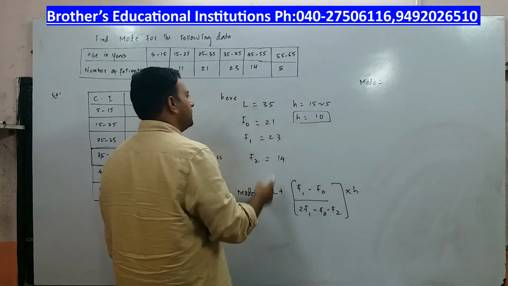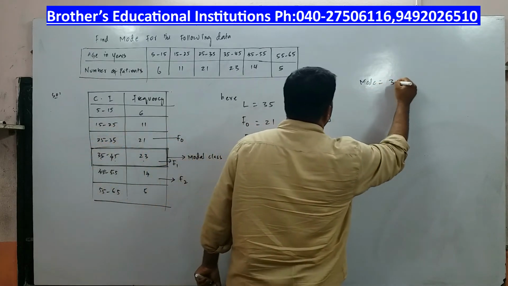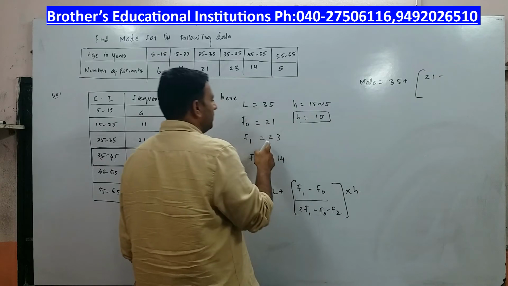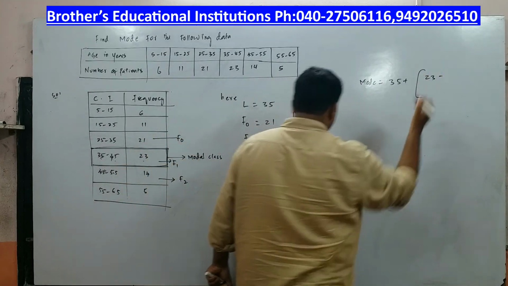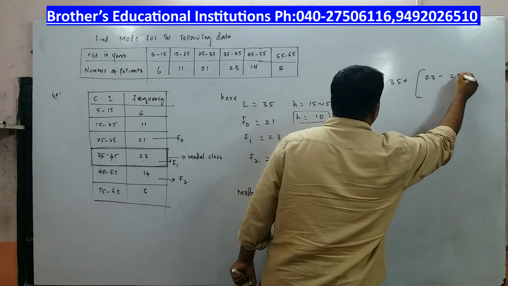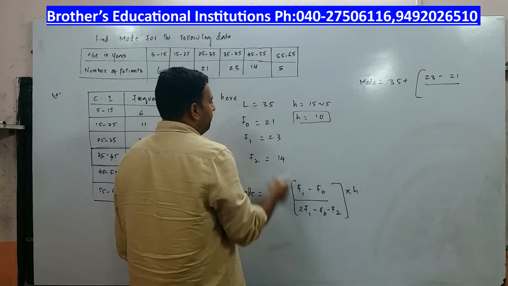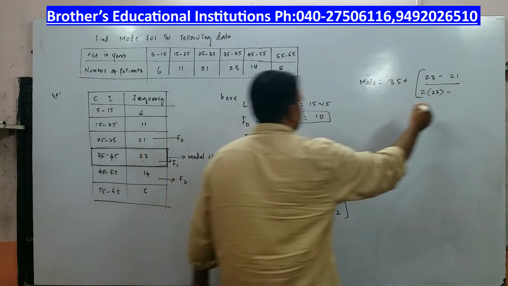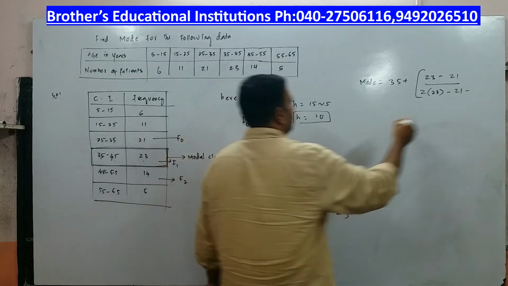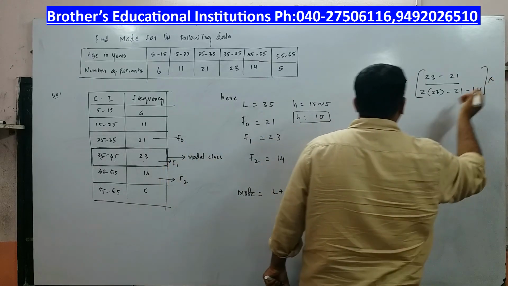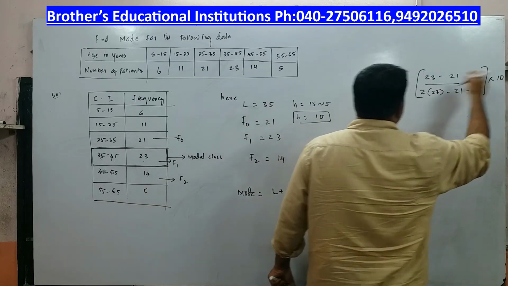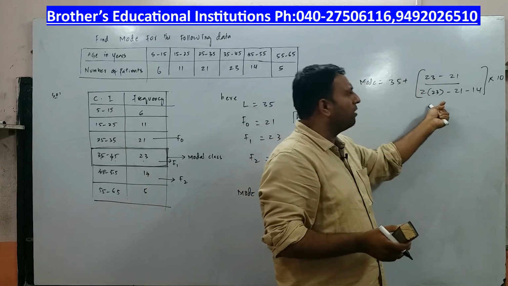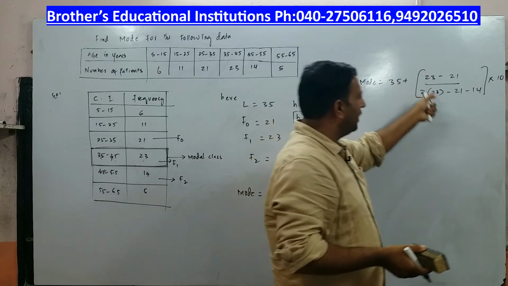So mode is equal to L plus. Now what is the value of L? L is 35 plus. What is the F1 value? F1 value is 23 minus what is the F0 value? F0 value is 21. You need to be careful while entering the values. By 2F1. 2F1 means 2 into 23 minus F0, that is 21, minus F2, that is 14. Once this is done, close the bracket into what is the width of the class? 10. So this bracket I am writing because you have to calculate that value. Once the value is calculated, whether it is in decimals or fraction, then only you have to move forward.